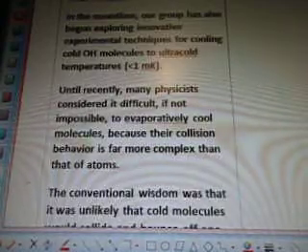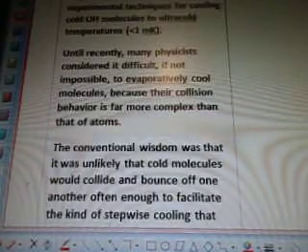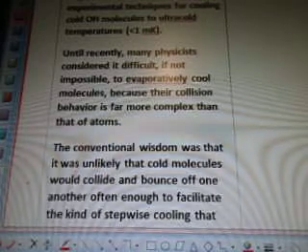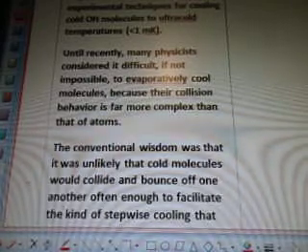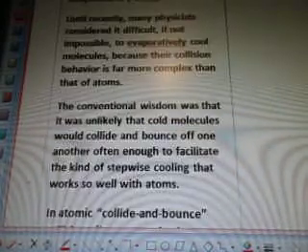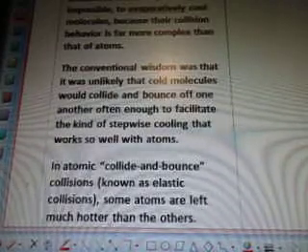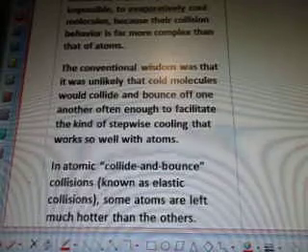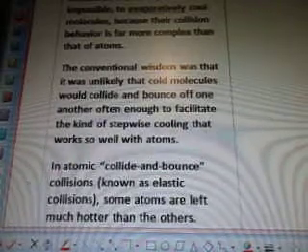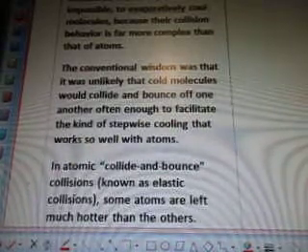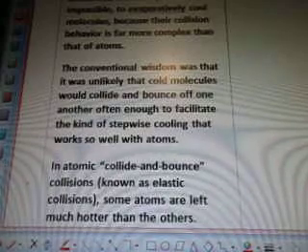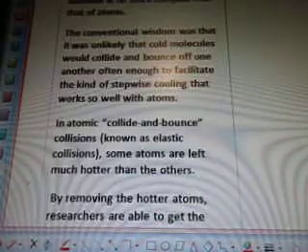Until recently, many physicists considered it difficult, if not impossible, to evaporatively cool molecules. Because their collision behavior is far more complex than that of atoms, the conventional wisdom was that it was unlikely that cold molecules would collide and bounce off one another often enough to facilitate the kind of stepwise cooling that works so well with atoms.